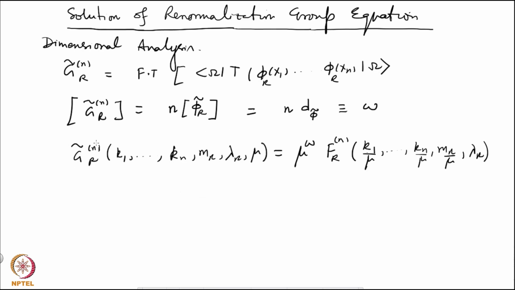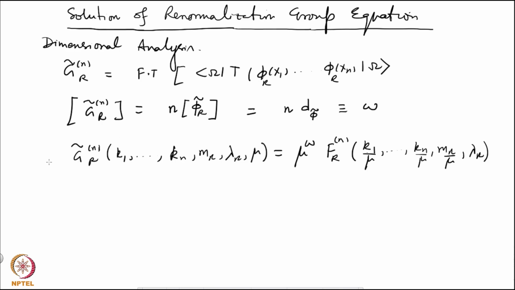Now if you take that expression, whatever the expression of G tilde is, and divide each of these objects, ki, see k is momentum, so it has mass dimension 1. So divide each of the k's by mu. Divide mr by mu; mr has mass dimension 1. That makes it dimensionless. Similarly, dividing ki's by mu makes them dimensionless. Leave lambda r untouched because lambda r is anyway dimensionless. And of course, mu divided by mu is 1.